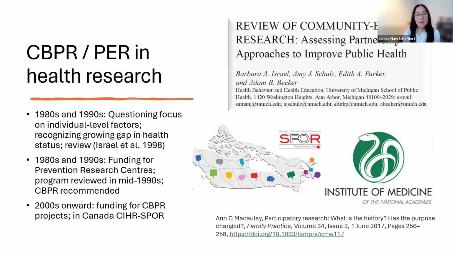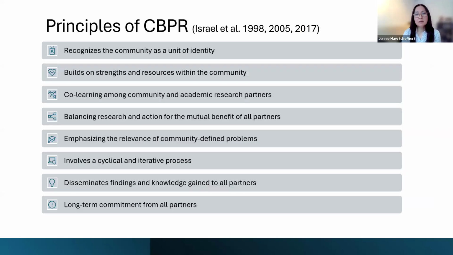From the 2000s onward, there was funding dedicated to CBPR projects in Canada, in the US, in the UK, and other countries. In Canada, CIHR established the Strategy for Patient-Oriented Research, and the framework for this was published in 2015. On the map, you can see the SPOR centers in provinces and territories across Canada. So what were some of the principles that Barbara Israel and colleagues identified in their review? They identified 8 different principles.